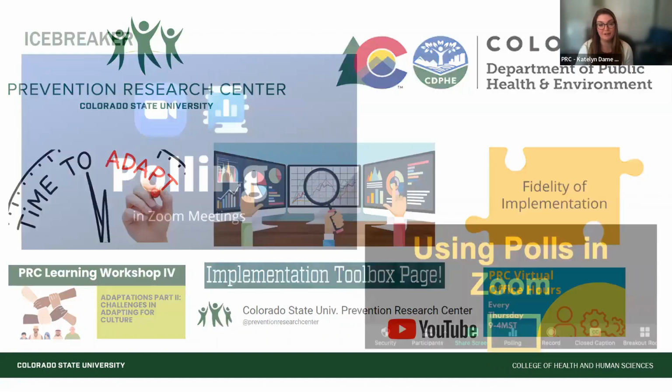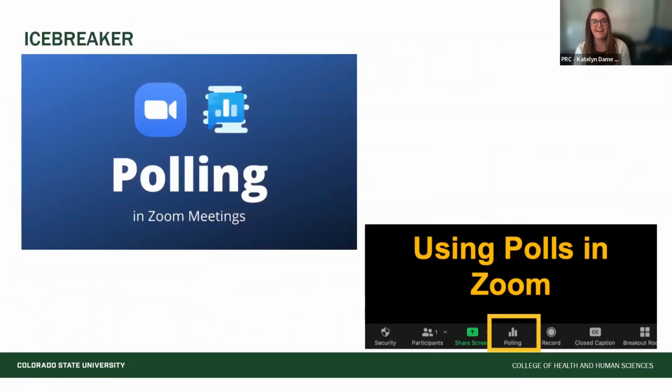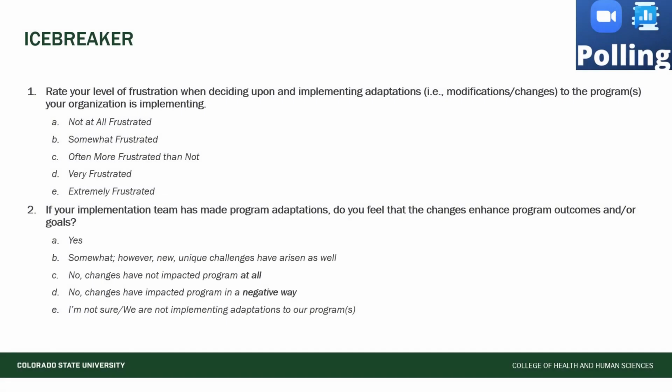So now that we're done with introductions, let's get started with a little icebreaker. To make up for the Zoom polling portion of this workshop, we ask that you please now pause the video and take a minute or so to consider your answers to the following questions. Please rate your level of frustration when deciding upon and implementing adaptations, which are modifications or changes, to the programs your organization is implementing. Would you rate your level of frustration as not at all frustrated, somewhat frustrated, often more frustrated than not, very frustrated, or extremely frustrated?